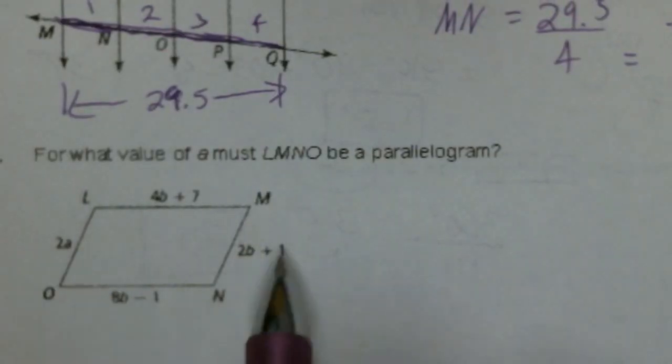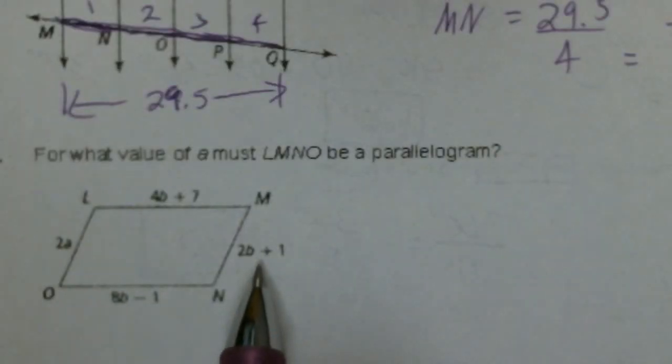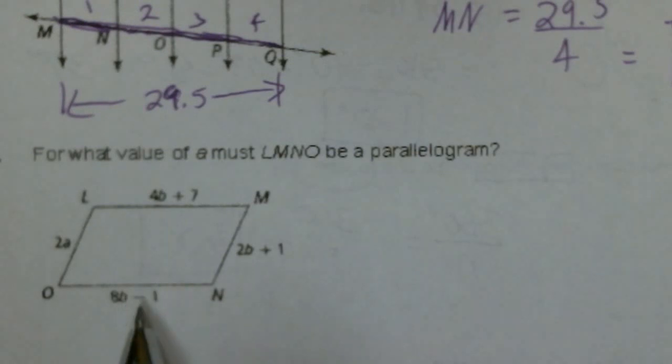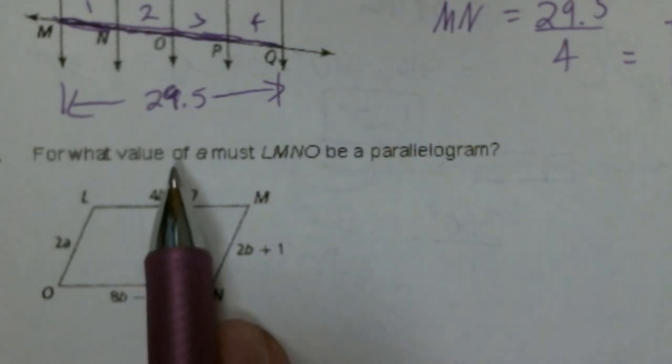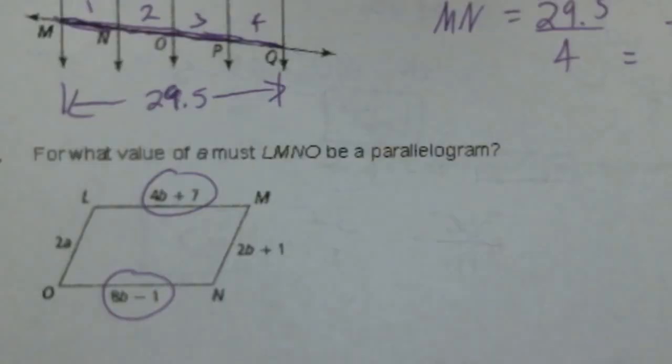Well, if it's a parallelogram, that means opposite sides have to be the same length. So I could set 2A equal to 2B plus 1. But once again, that doesn't really help me because I have 2 different variables and only one equation. So why don't we set the 2 top and the bottom expressions equal to each other, because both of these have a B in it. So I'm going to say this guy and this guy are the same.